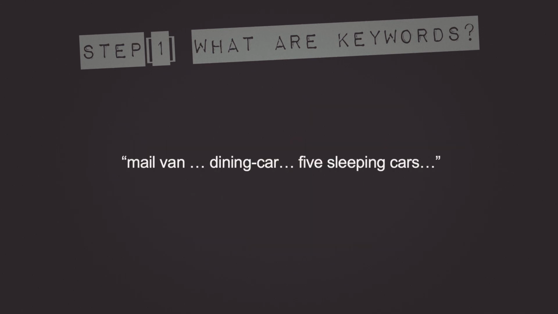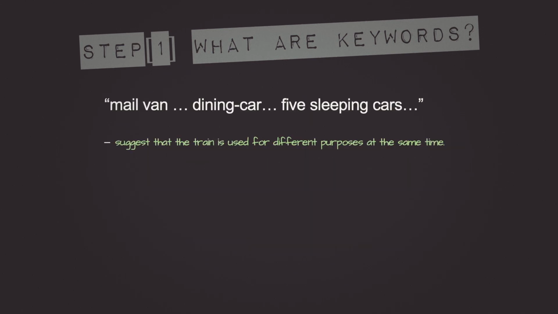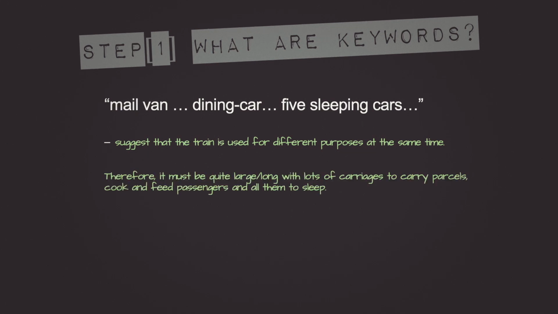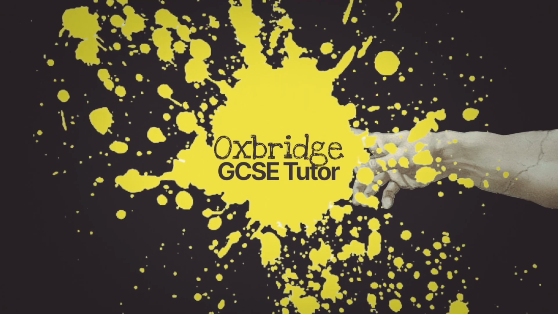Whereas mail van, dining car, and 5 sleeping cars suggest that the train is used for different purposes at the same time. We can also infer that it must be quite long and large, with lots of carriages to carry parcels, cook and feed passengers, and allow them to sleep.